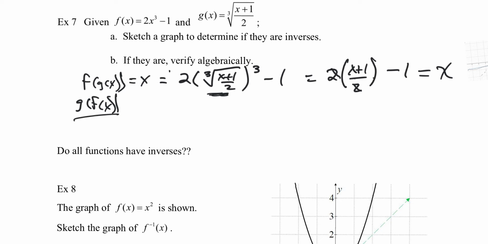You can do this by plugging in g into that x term. Okay, so we'll go to number 8.